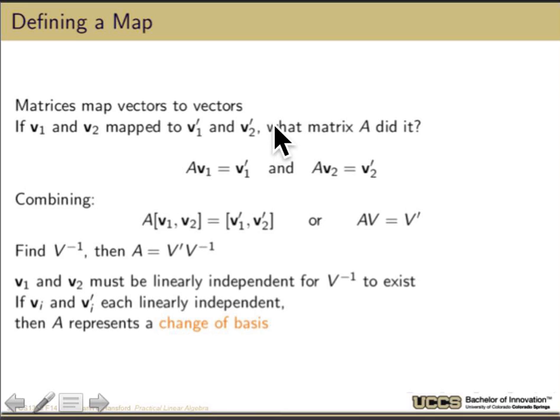So given a problem where you want to map two vectors to two other vectors, you want to find the matrix A that does it. You represent it as a matrix times matrix equation, find an inverse, and it'll give you a solution.